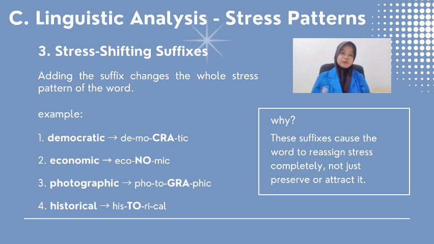Number 3. Photographic. The stress lands on gra. And number 4. Historical. The stress is on to. Why does this happen? These suffixes cause the word to completely reassign stress, not just preserve or attract it. They fundamentally change the rhythm of the word.